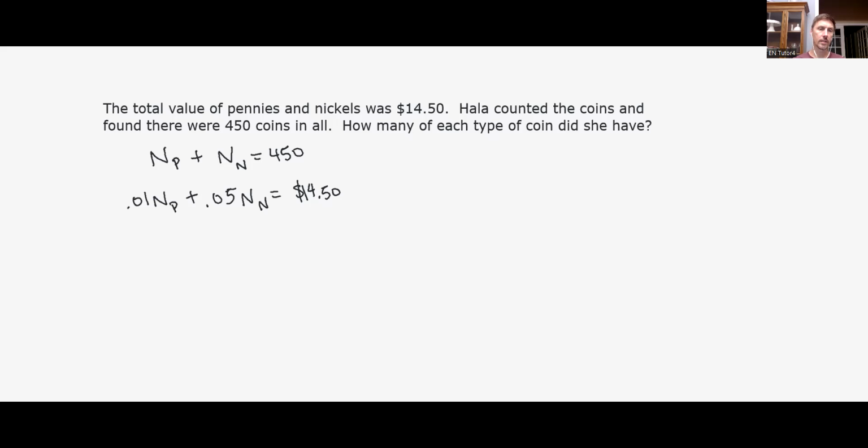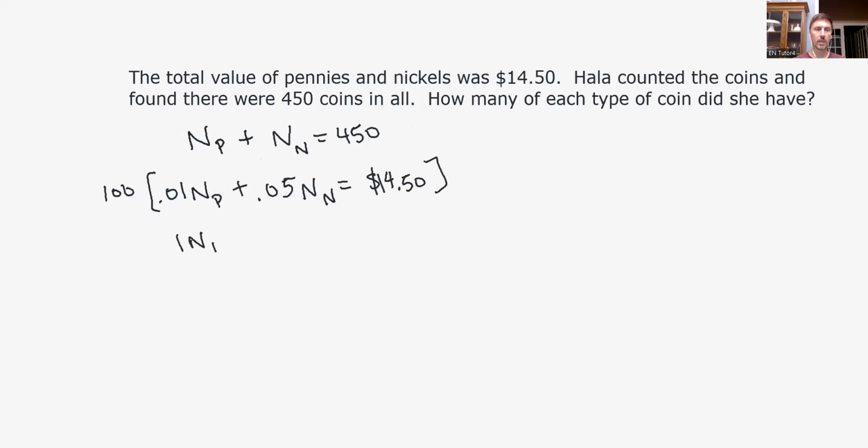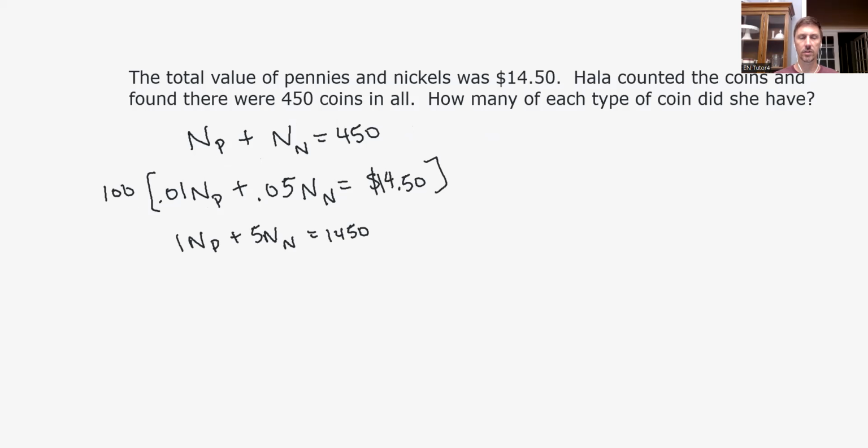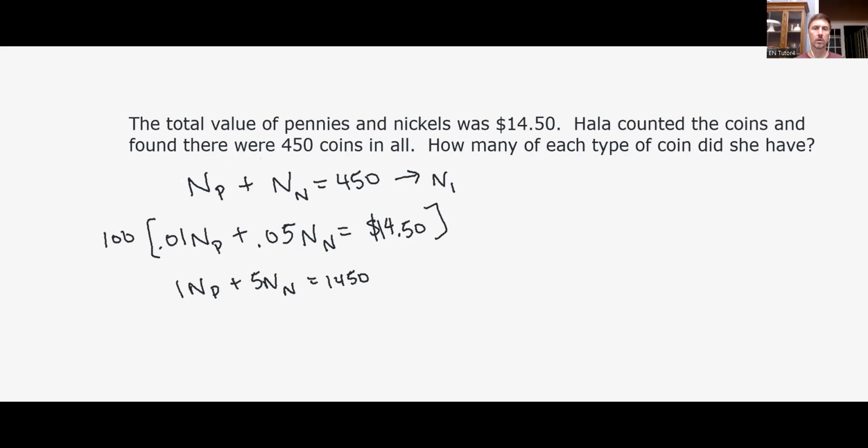If we multiply the entire equation by 100, both the left and the right side, we're going to get 1 NP for the number of pennies plus 5 times the number of nickels equals 1,450. So that'll just make the math a little simpler. We can solve this equation here for NP. So if we do that, we get NP is equal to 450, moving the NN to the other side, 450 minus NN.